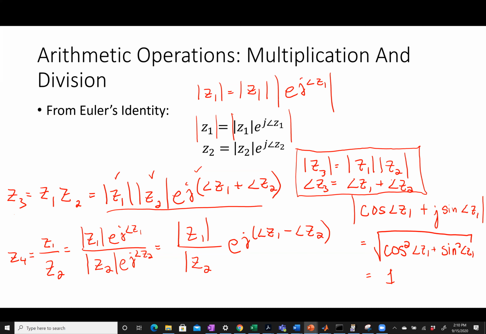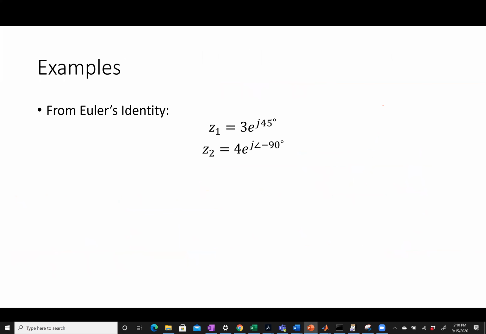About division, what did I learn? When I divide the magnitudes, what do I do with the angles? You subtract them, right? The reason I like to use this complex exponential format is that I don't need to memorize rules about adding angles when multiplying and subtracting angles when dividing. I just know what I already know about exponentials. Let's use that here in this example.